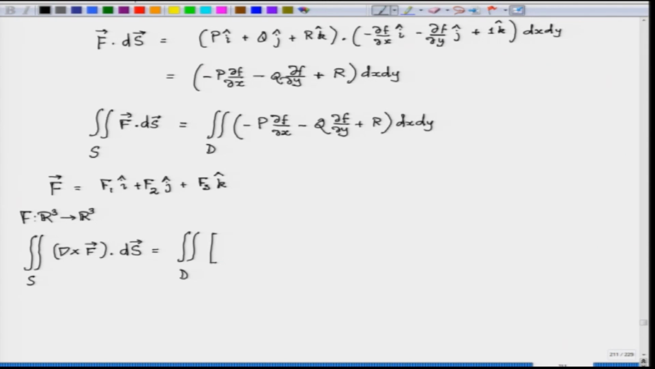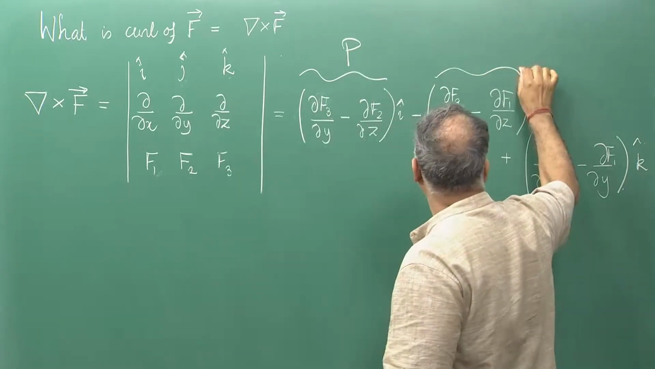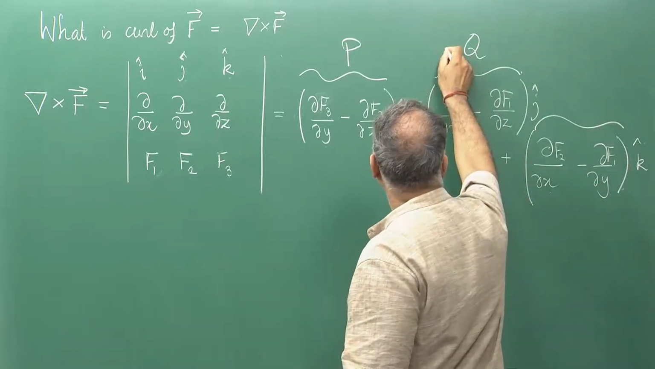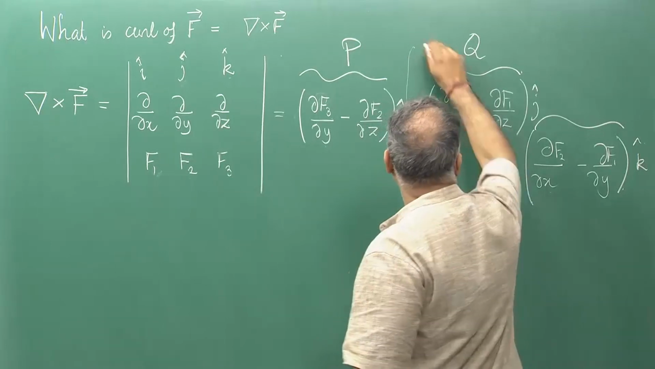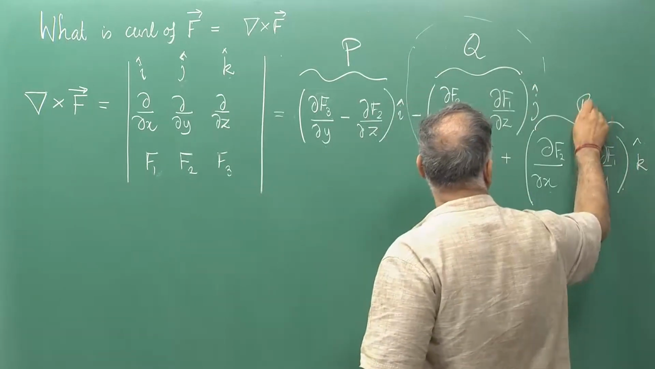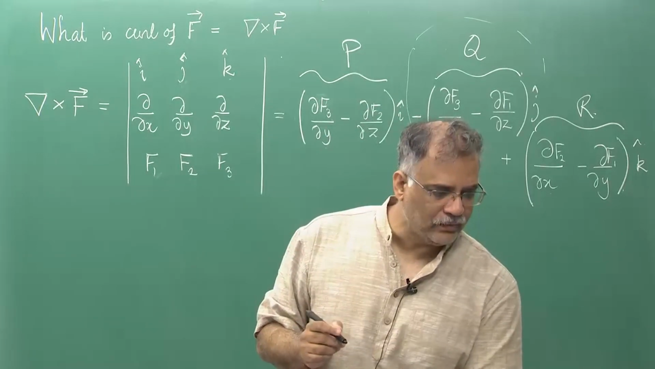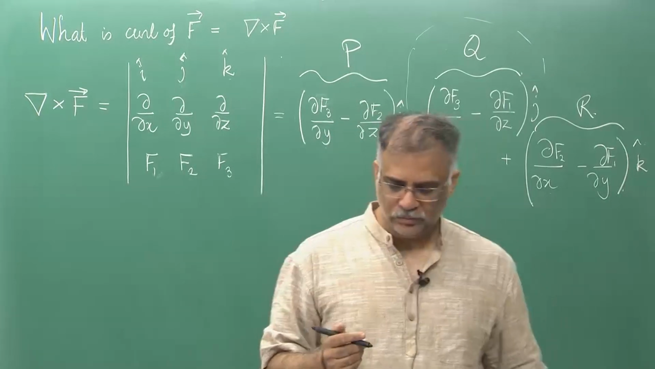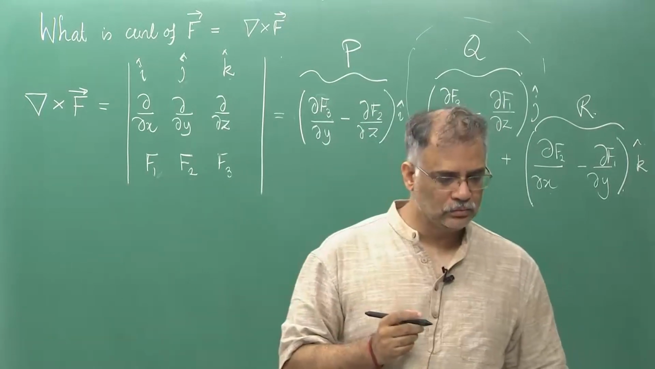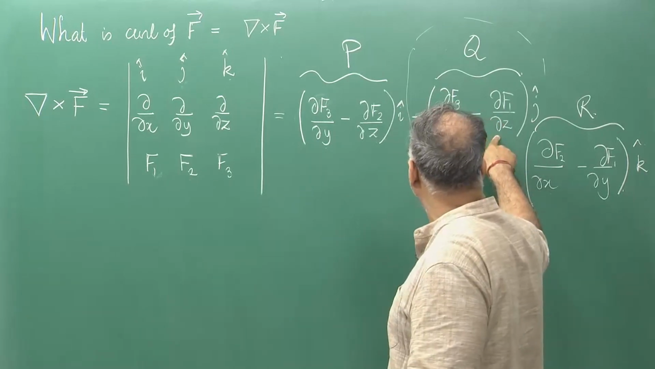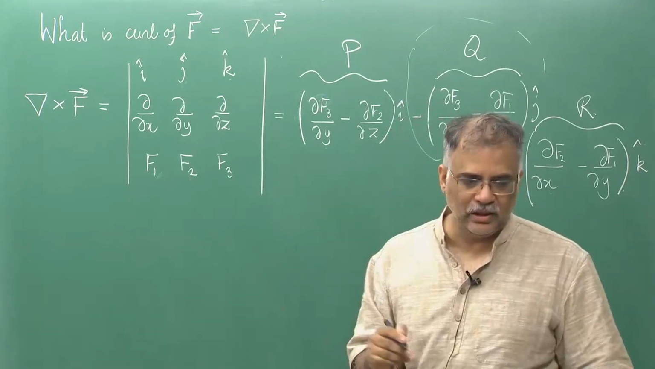So, I will just mark with the chalk that this is my P. When I take curl of f and write it as a vector field, this is my P, and this is my Q, the Q is minus of this. This whole thing is your Q, and this is my R. So if I want to write plus Q, Q would be del f1 on del z minus del f3 del x, you can write it like this.